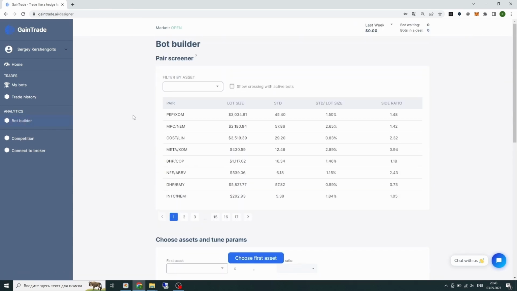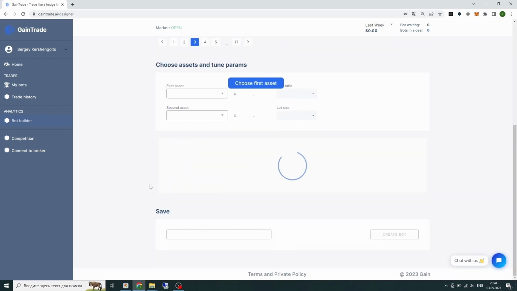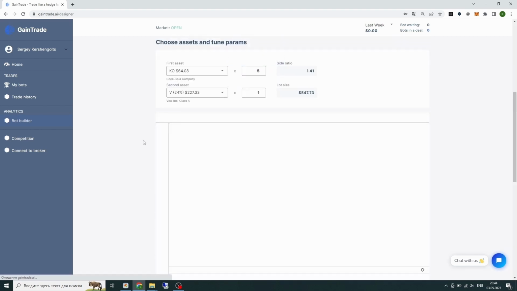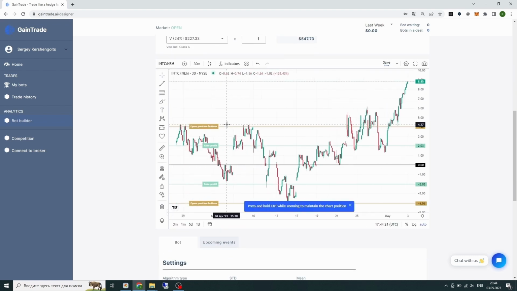Let's go to Trade History, then the first tab and the Bot Builder button. GainTrade defaults to the most efficient pairs. We can choose one of the suggested options that our internal system calculates every morning. Let's assume that you like the pair of Coca-Cola Company and Visa Incorporated based on several parameters.